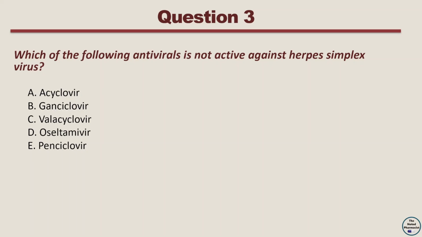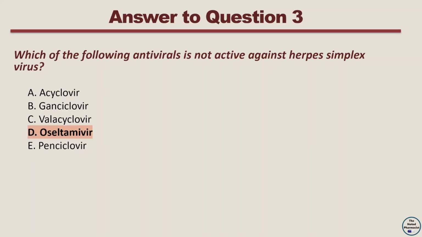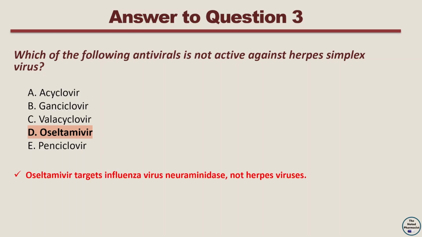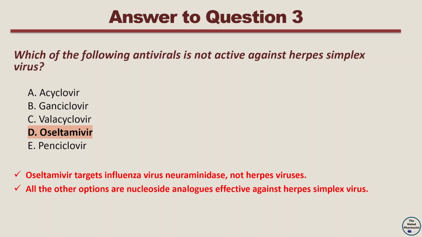The correct answer is option D, oseltamivir. The reason is that oseltamivir targets influenza virus neuraminidase, not herpes viruses. All the other options are nucleoside analogues effective against herpes simplex virus.